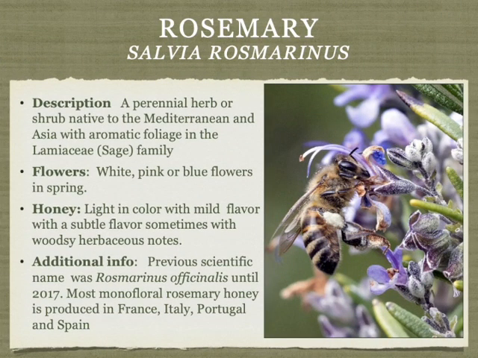Rosemary is a herb that many of us are familiar with. We use it as a herb for flavoring. It's also used in landscaping in warmer Mediterranean-type climates. The honey is light in color with a mild, subtle flavor, sometimes with woody, herbaceous notes. Most of the monofloral rosemary honey is produced in places like France, Italy, Portugal, and Spain.